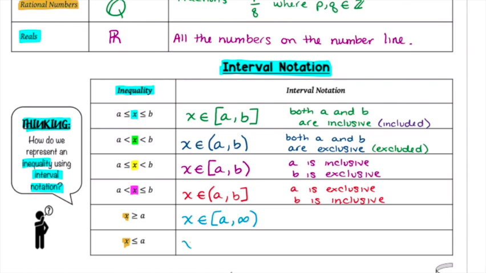The last one, X is an element of... here we're looking at X is less than or equal to A, so all numbers that are less than A would be dealing with negative infinity all the way to A. Infinities are never included, and in this case A is included, so bracket around that. Parentheses and brackets just help us determine whether something is inclusive or exclusive.